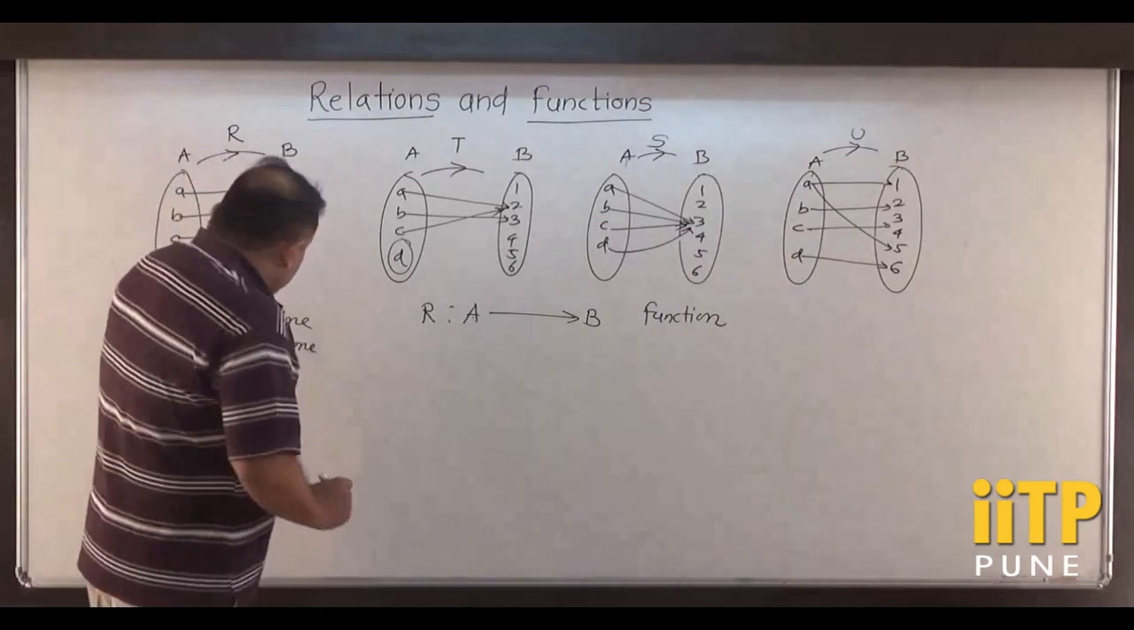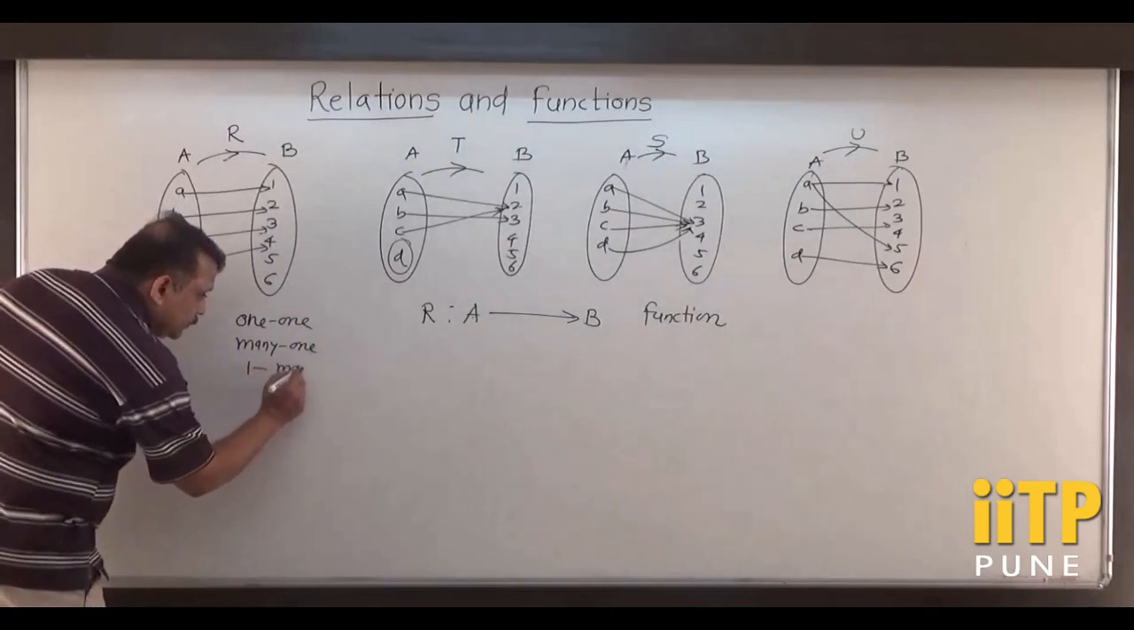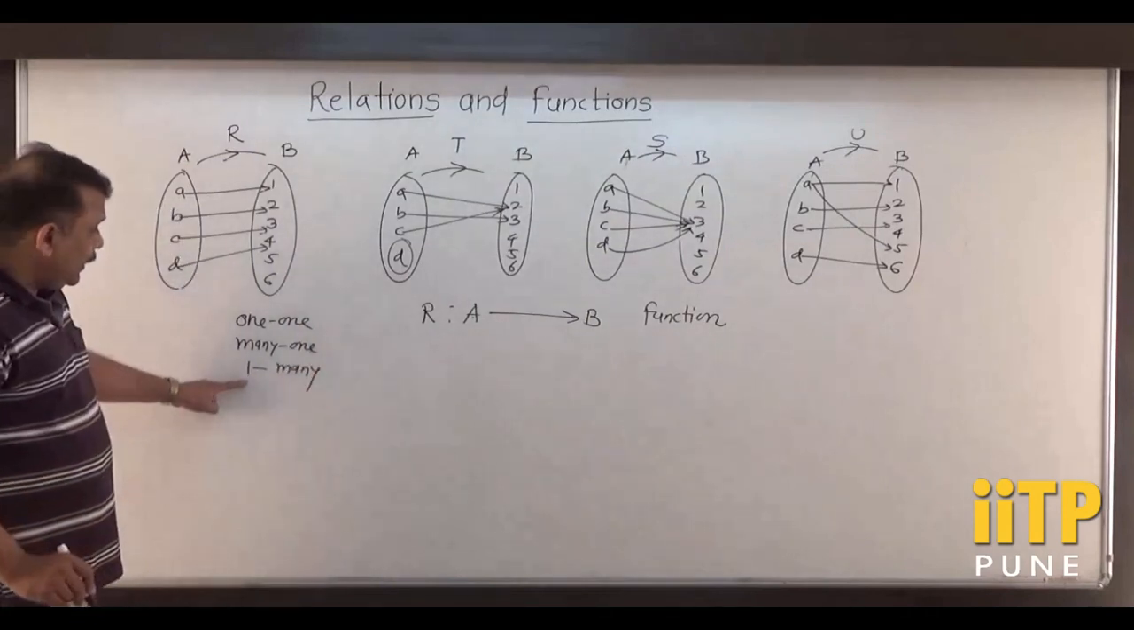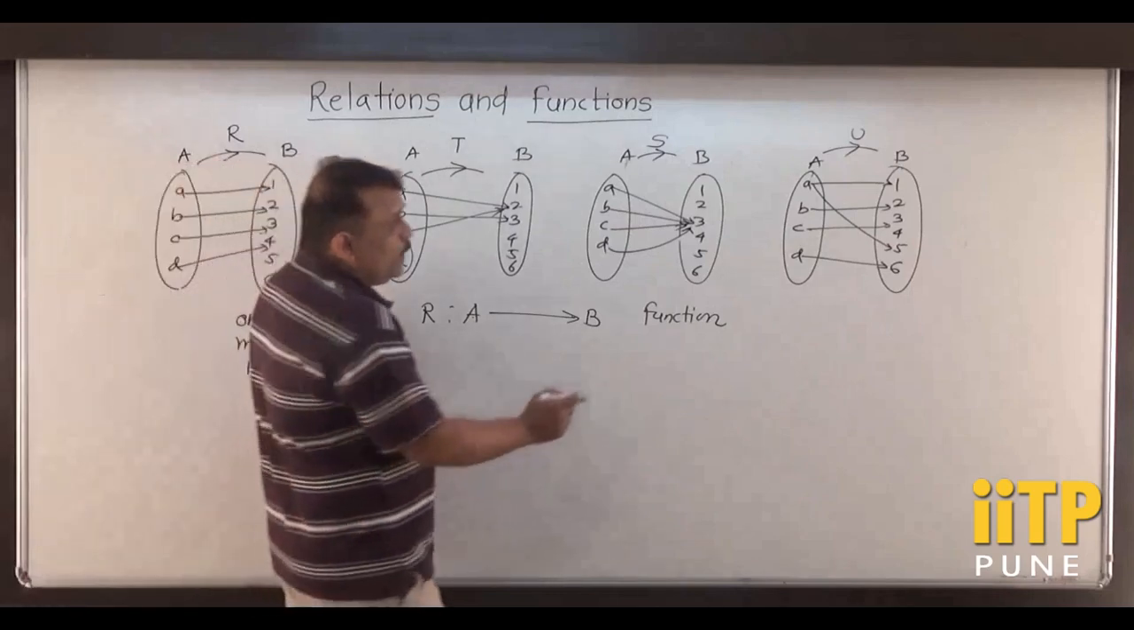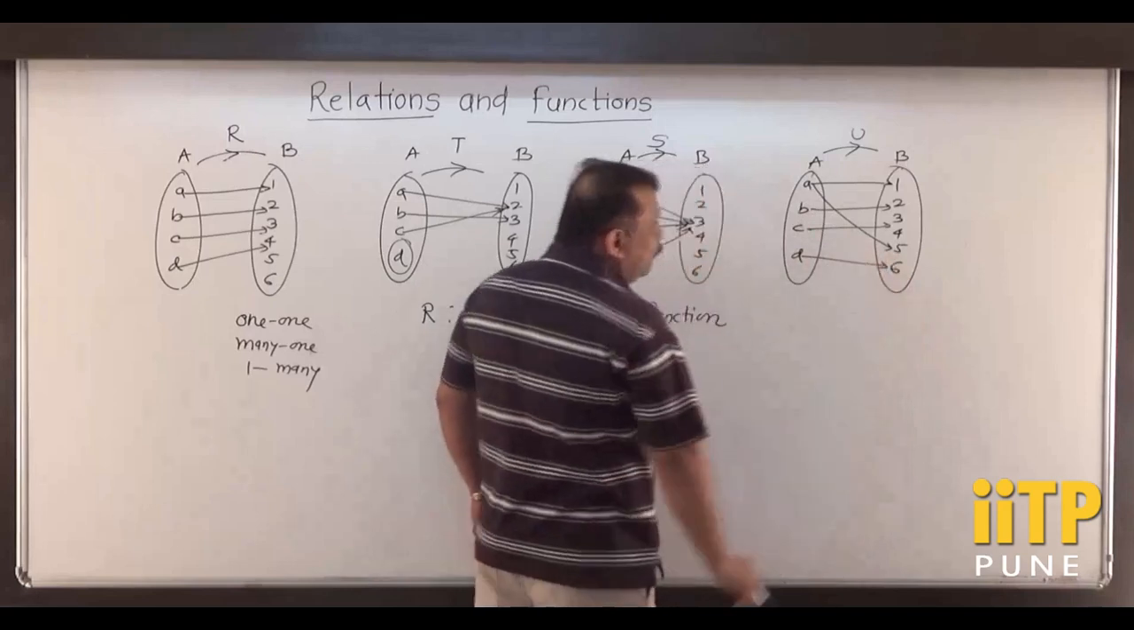Then one many relation. One element is related with many elements. So here A is related with what? 1, and A is related with what? 5.